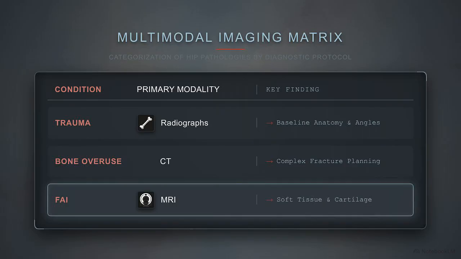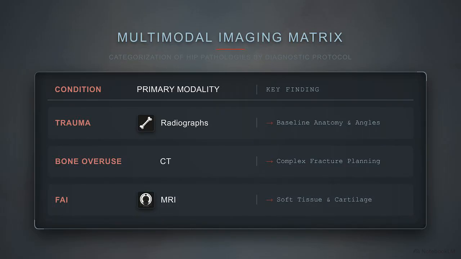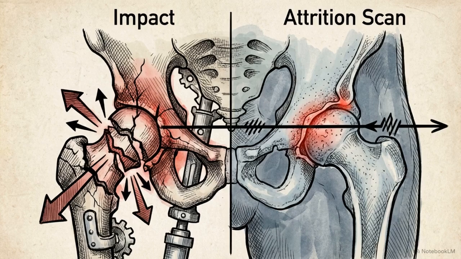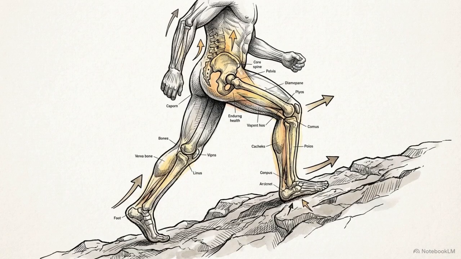High-resolution MRI is the definitive modality for unmasking marrow edema, muscle tears, and early chondrolabral failure. By rigorously mapping the kinetic mechanisms of impact and attrition to their specific imaging signatures, clinicians can intercept the failure cascade and preserve the functional longevity of the hip joint.